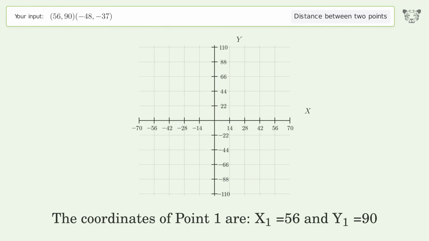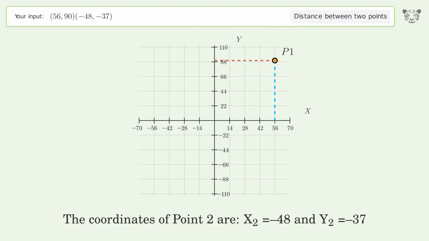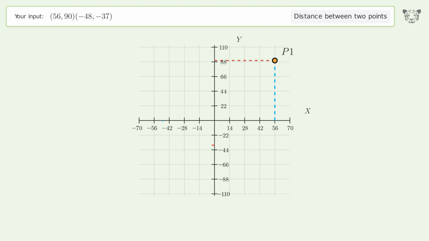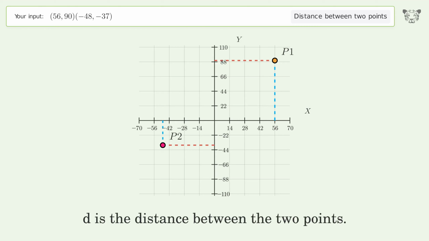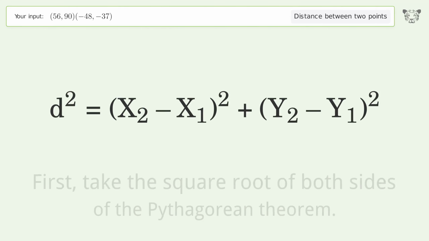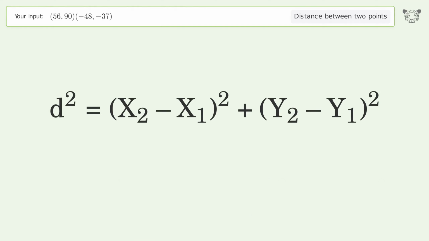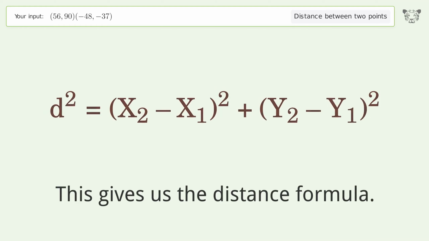The coordinates of point 1 are x1 equals 56 and y1 equals 90. The coordinates of point 2 are x2 equals negative 48 and y2 equals negative 37. D is the distance between the 2 points. First, take the square root of both sides of the Pythagorean theorem. This gives us the distance formula.